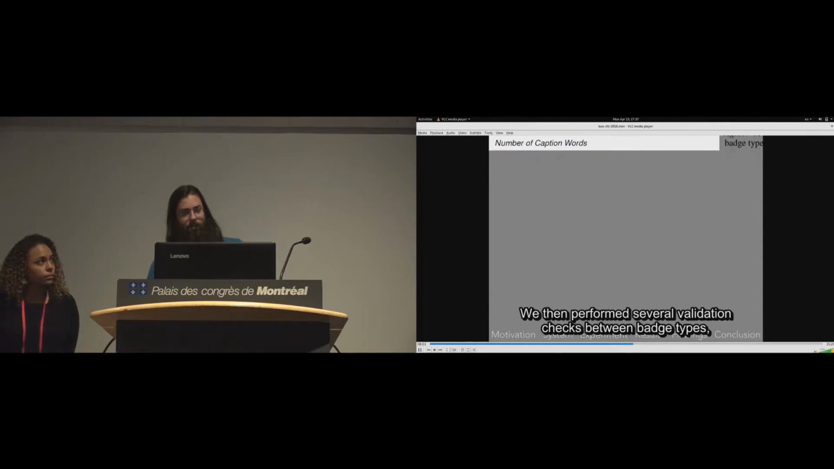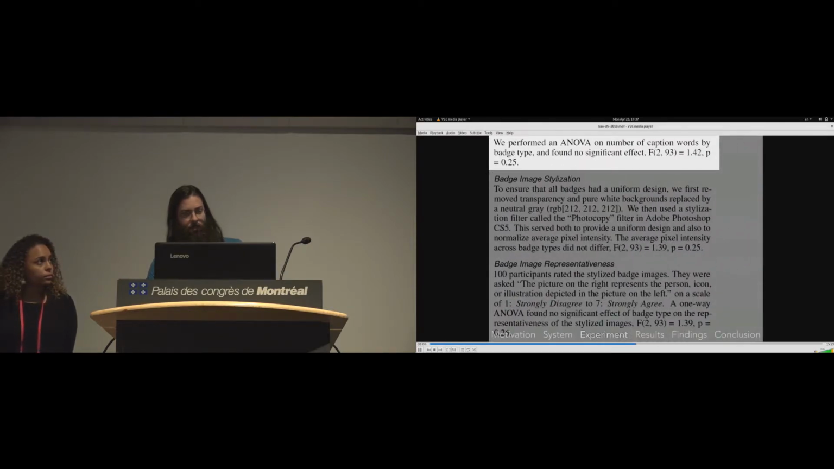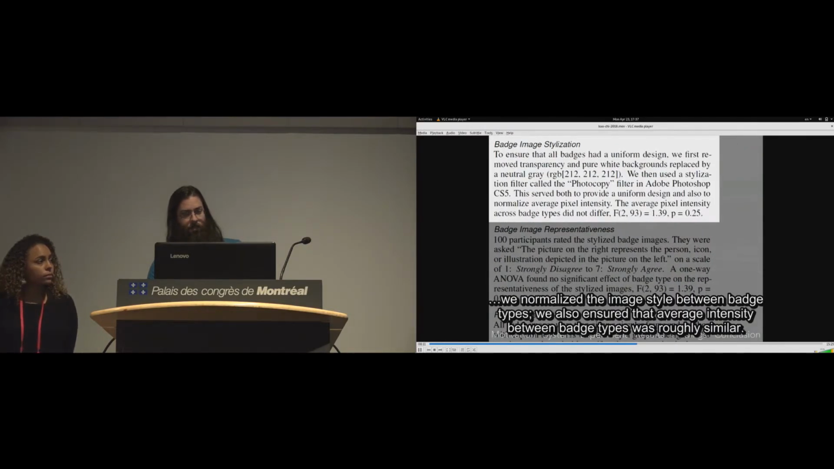We then performed several validation checks between badge types, such as average number of caption words between the 3 badge types. We normalized the image style between badge types. We also ensured that average pixel intensity between badge types was roughly similar.